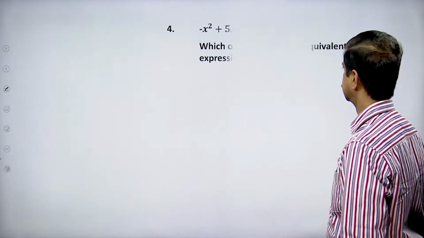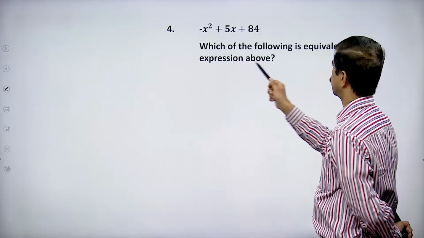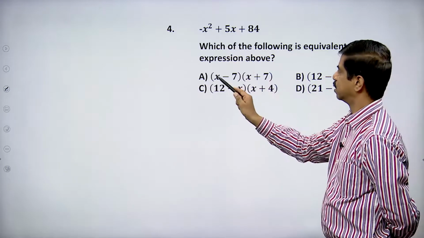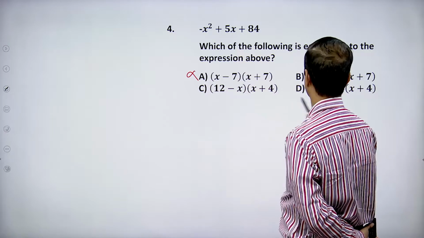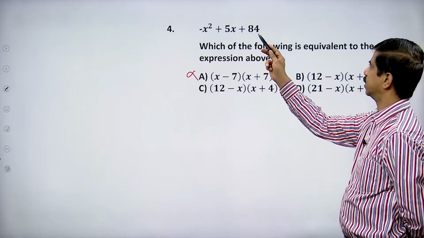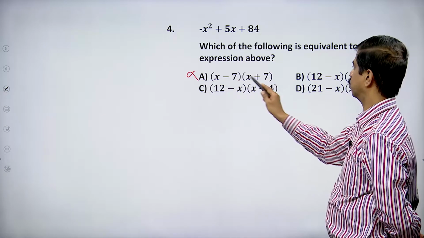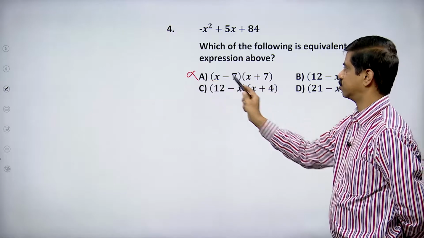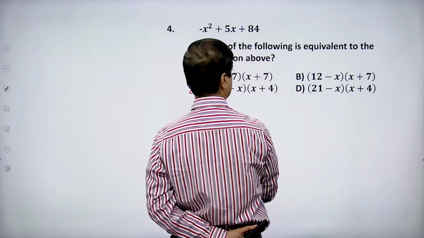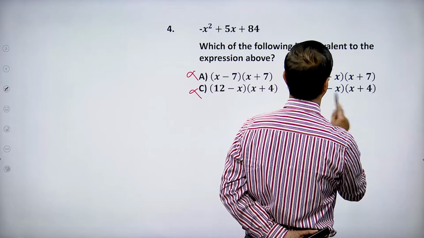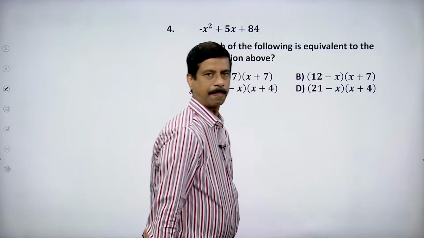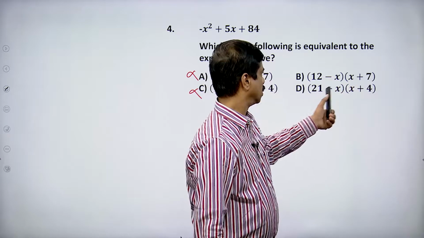So look at this. Which of the following is equivalent to the expression above? Simple logic. The x square quotient should be negative. You see, not rejected. So the remaining 3 are standing. So now 84, no, not possible. Of course, this is already rejected, so I don't even need to check. This, you see, 12 fours 48, rejected. Constants I am checking. 21 fours 84, 12 sevens 84. So one of these two is the answer. 12 sevens 84, 21 fours 84.